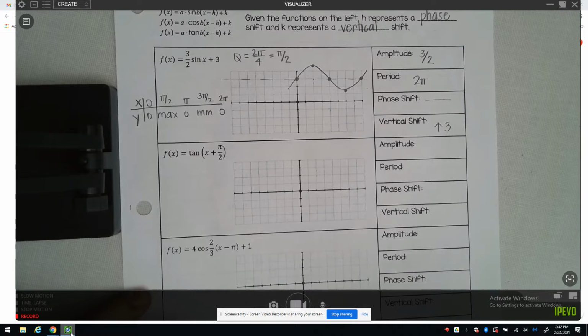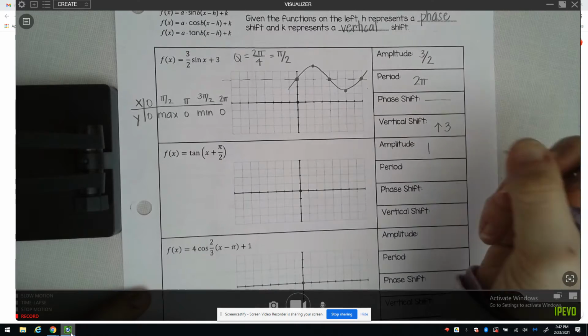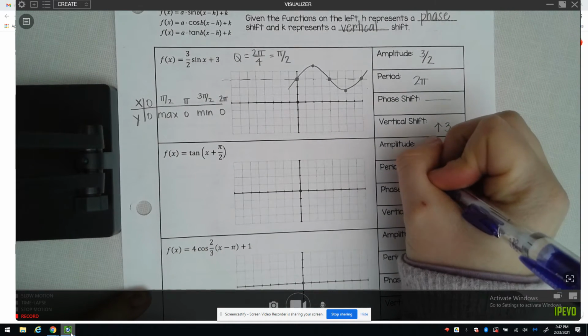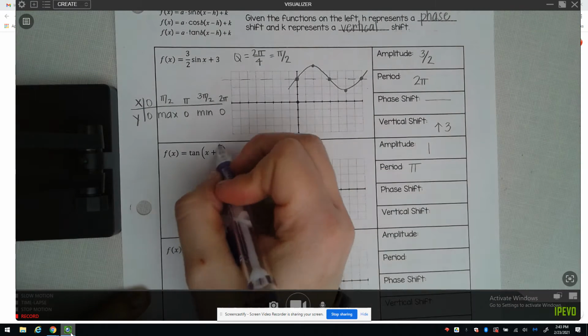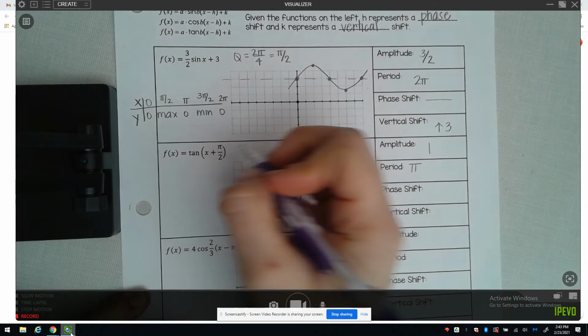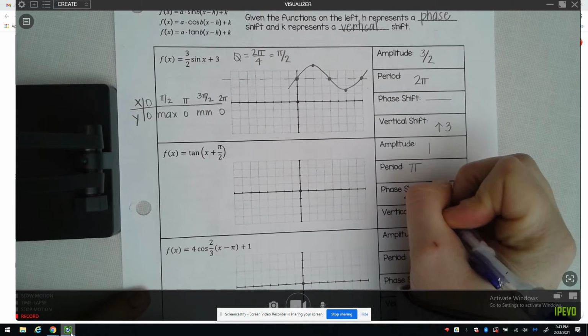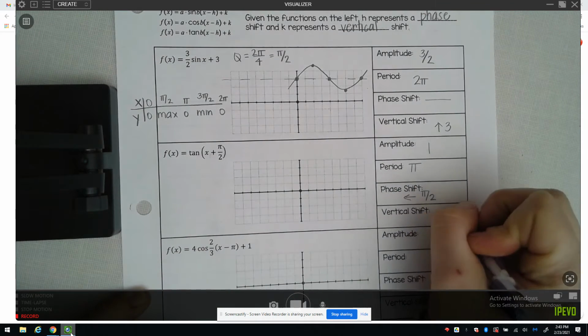Okay, tangents next. Again, find that amplitude. Amplitude is 1, so that coefficient. Period is pi over b, so it's just pi because my coefficient is 1. I have something added in with x. It's positive, so that means I'm going to go left pi over 2, and I have no vertical shift.